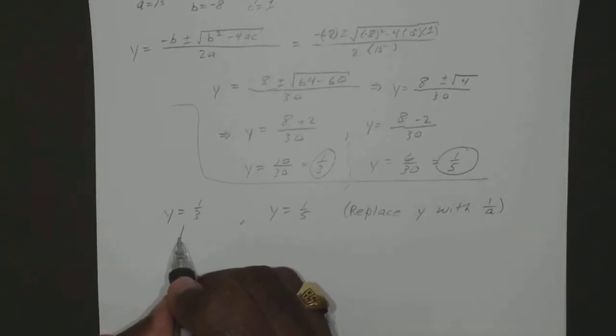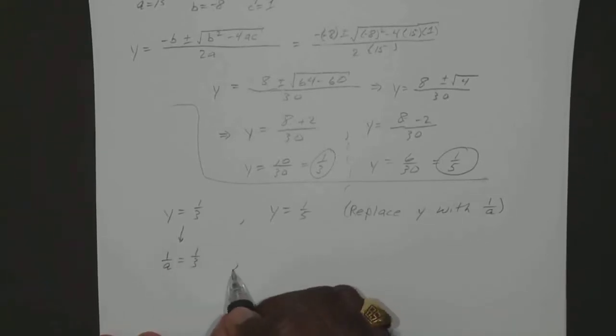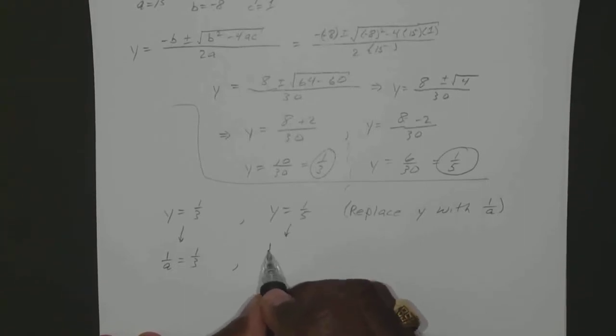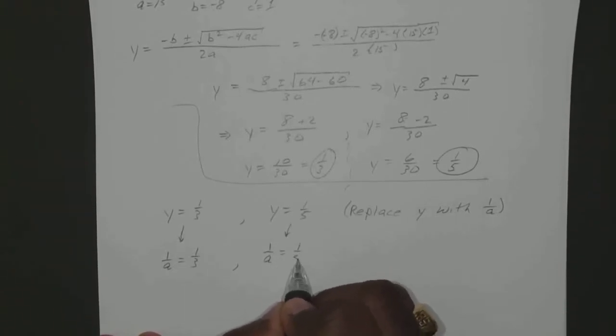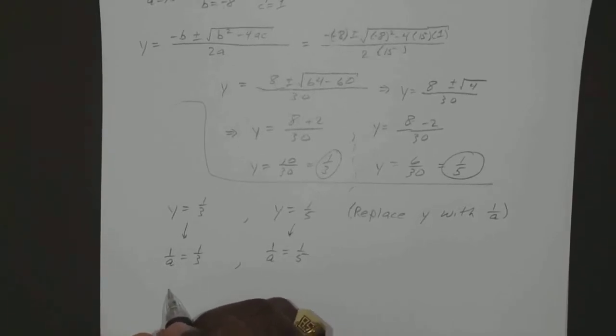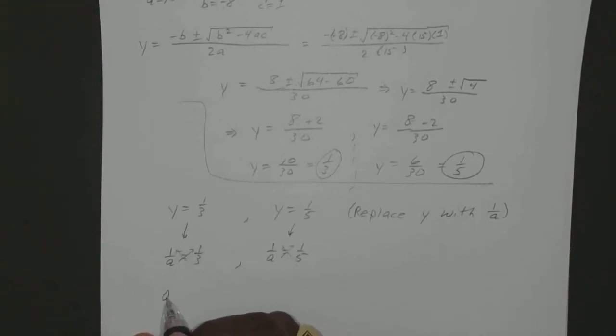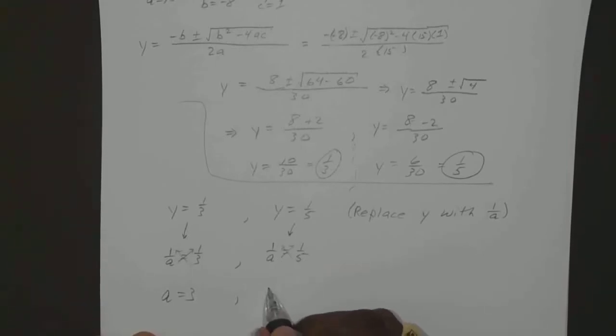Okay, so this gives us 1 over a equals 1/3. And this gives us 1 over a equals 1/5. So you can cross multiply if you like, or you can just multiply this side by 3 and this side by a. If you did decide to cross multiply, a times 1 is a, 3 times 1 is 3, a times 1 is a, 5 times 1 is 5.